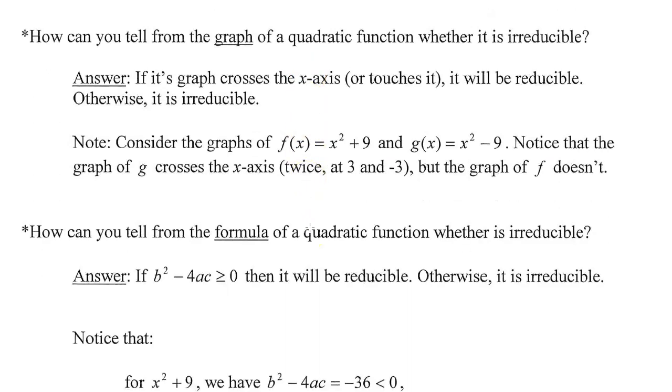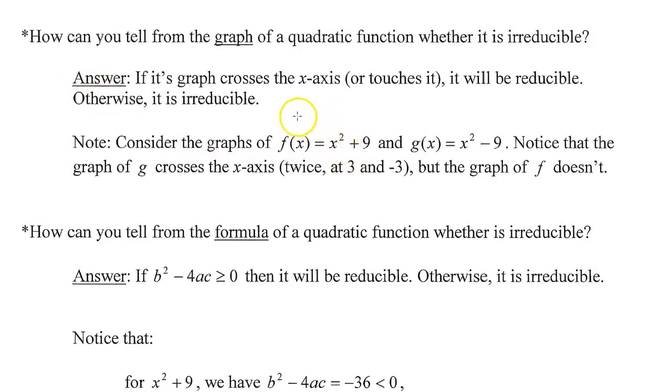Now, how could you tell from the graph of a quadratic function whether it's reducible? It turns out that if its graph crosses the x-axis, or touches the x-axis, it will be reducible. Otherwise, it's irreducible. So irreducible just means that if you graph the parabola, since a quadratic function graphs as a parabola, it never touches the x-axis.